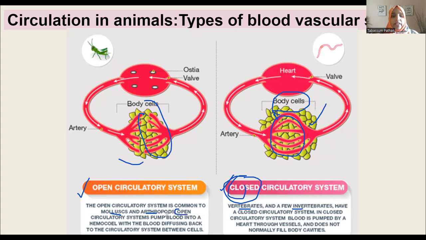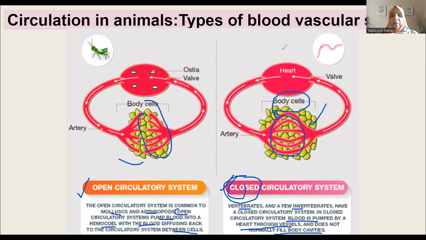So the open circulatory system pumps blood into the hemocoel, that is the body cavity, with the blood diffusing back to the circulatory system between the cells. Whereas in a closed system, blood is pumped by a heart through vessels, the blood vessels, and does not normally fill the body cavity. So here the cells are bathing in the blood, here they are not.